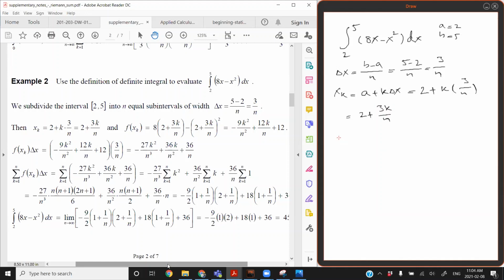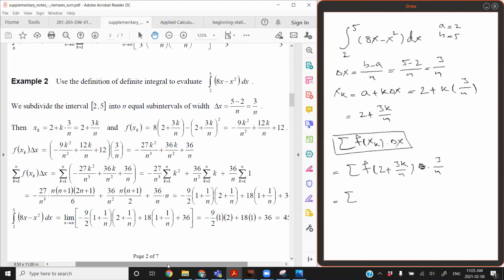Then you need to simplify the expression sigma f of x k times delta x and write it in terms of n. After that, you will have to take the limit of this as n approaches infinity. So this is going to be sigma f of 2 plus 3k over n times delta x, which is 3 over n.